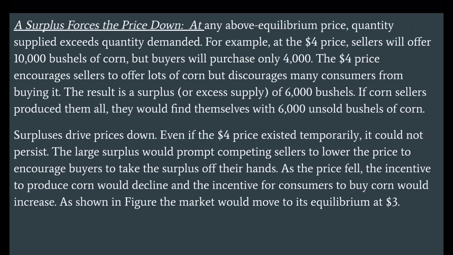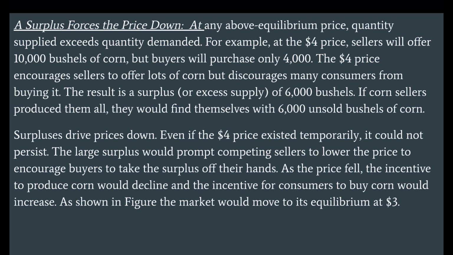A surplus forces the price down. At any above equilibrium price, quantity supplied exceeds quantity demanded. For example, at the $4 price, sellers will offer 10,000 bushels of corn, but buyers will purchase only 4,000. The $4 price encourages sellers to offer lots of corn but discourages many consumers from buying it. The result is a surplus or excess supply of 6,000 bushels.